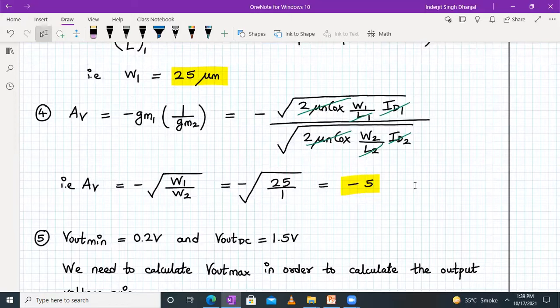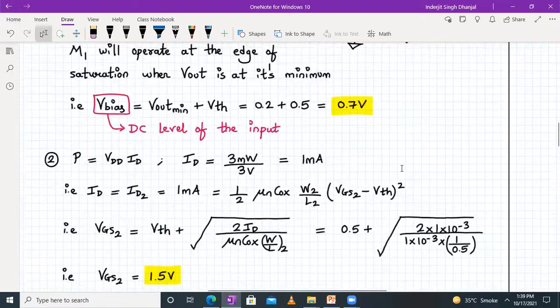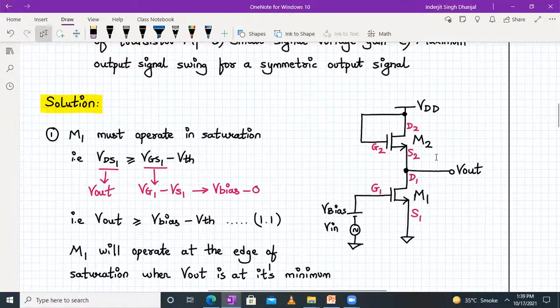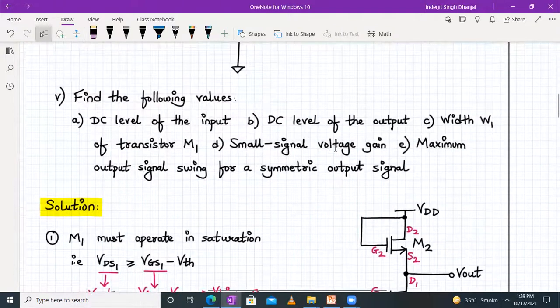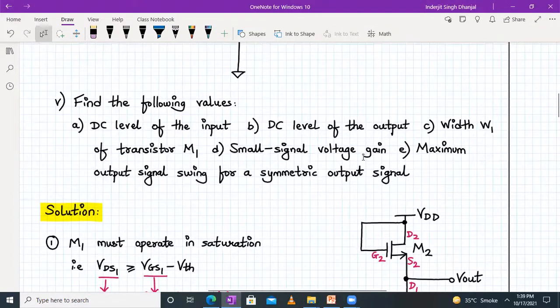And W1 we found out to be 25 micrometer and W2 is given as 1 micrometer. So square root of 25 will be 5, giving minus 5. So the voltage gain of your common source amplifier with NMOS diode connected load came out to be equal to minus 5. Okay, so the voltage gain of this amplifier will be minus 5. So we have found out the small signal voltage gain.